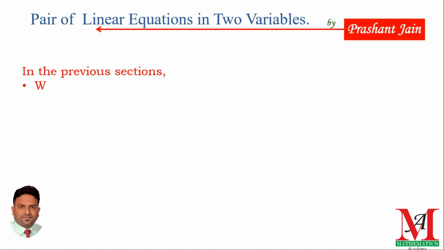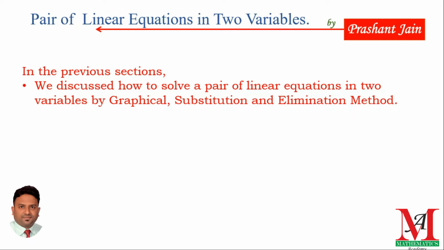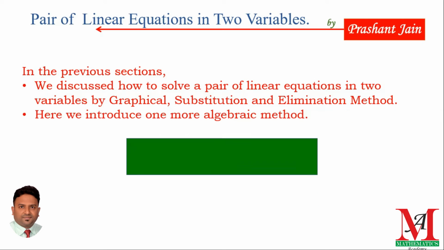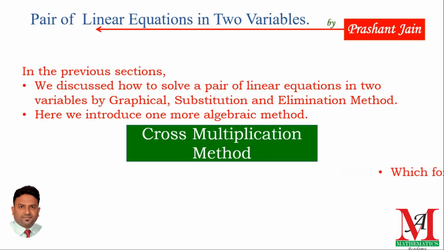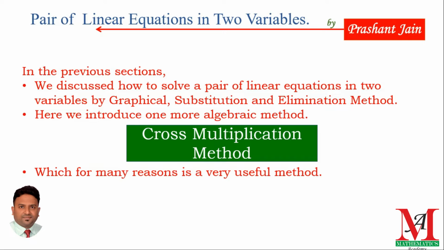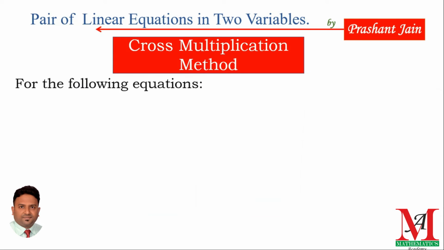In the previous section, we discussed how to solve a pair of linear equations in two variables by the graphical, substitution and elimination methods. Here we introduce one more algebraic method, the cross multiplication method, which for many reasons is a very useful method. Let us see how this method works. Now we are going to see the steps involved in this method.